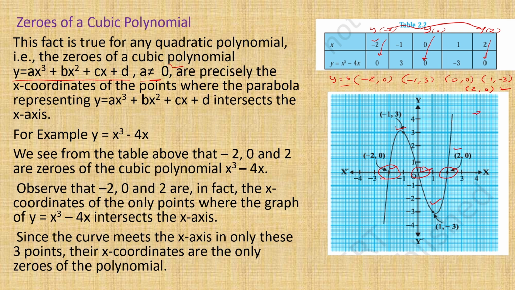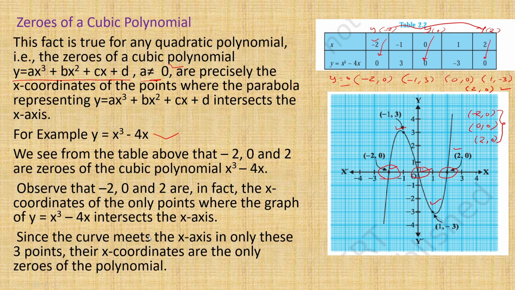So what are the 3 points? Minus 2 comma 0, 0 comma 0 and 2 comma 0. These 3 points are called zeros of the polynomial y is equal to x cube minus 4x. This explanation is the same: we see from the table above that minus 2, 0, 2 are the zeros of the cubic polynomial x cube minus 4x. Observe that minus 2, 0, 2, in fact these x coordinates, are the only points where the graph intersects the x-axis.